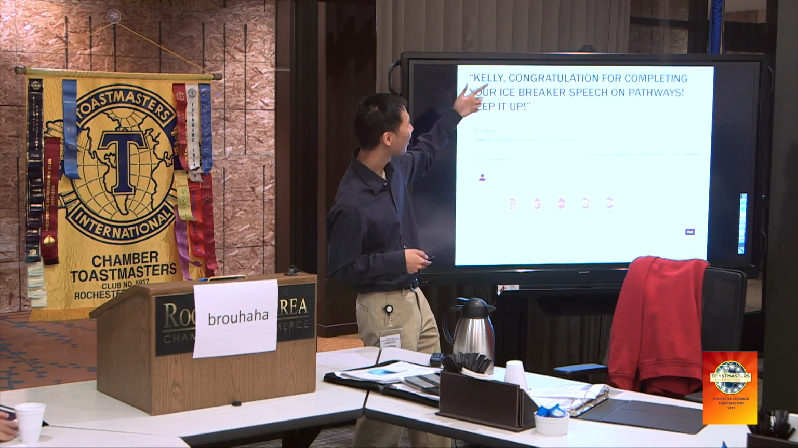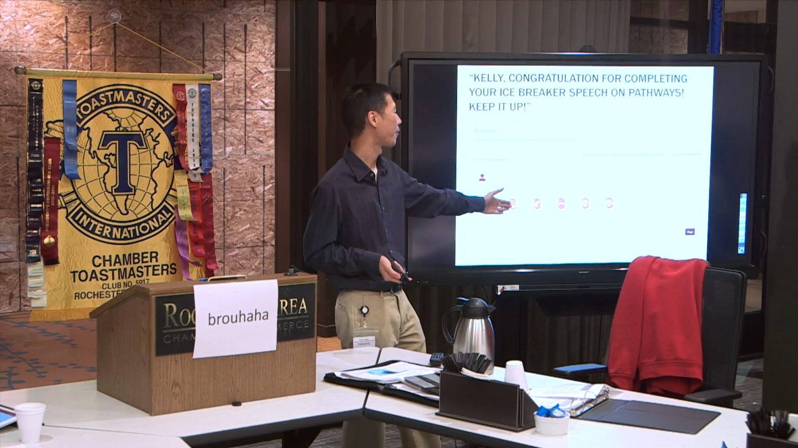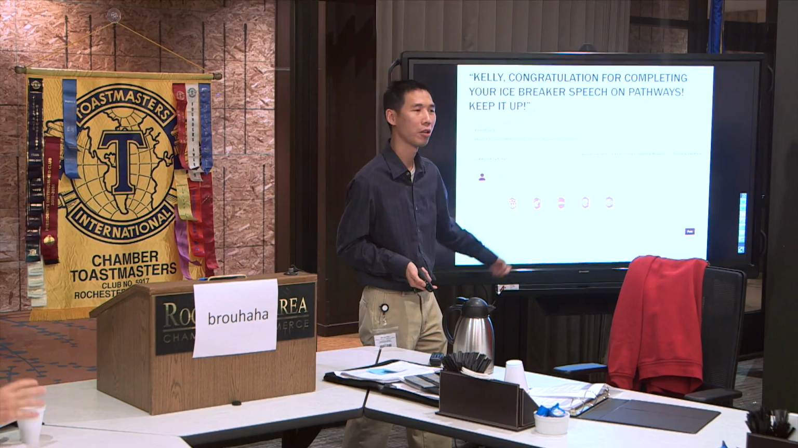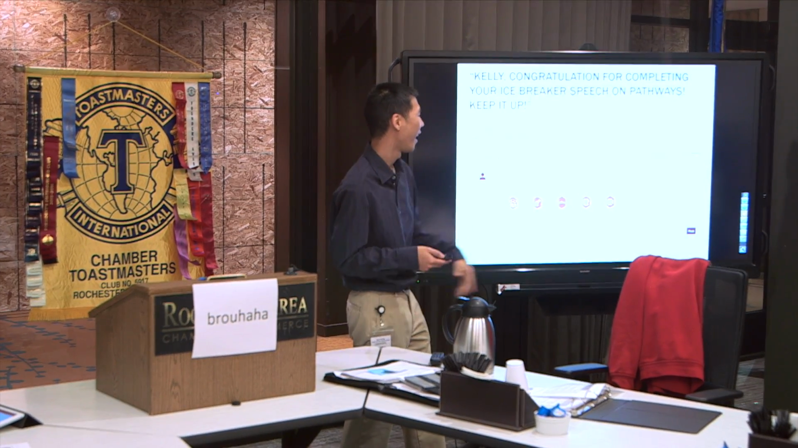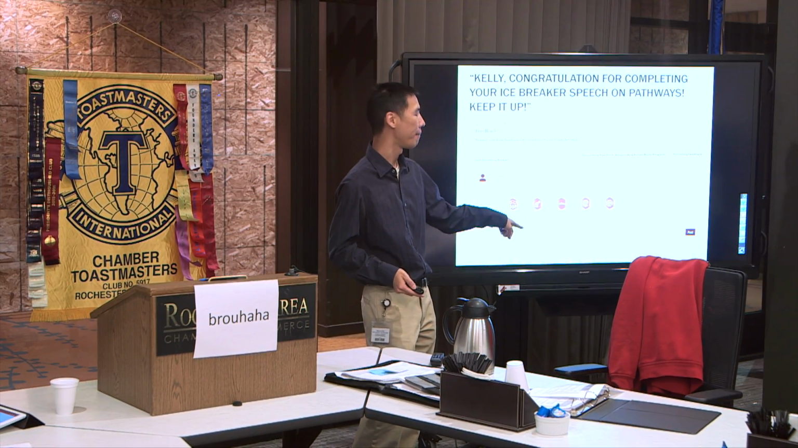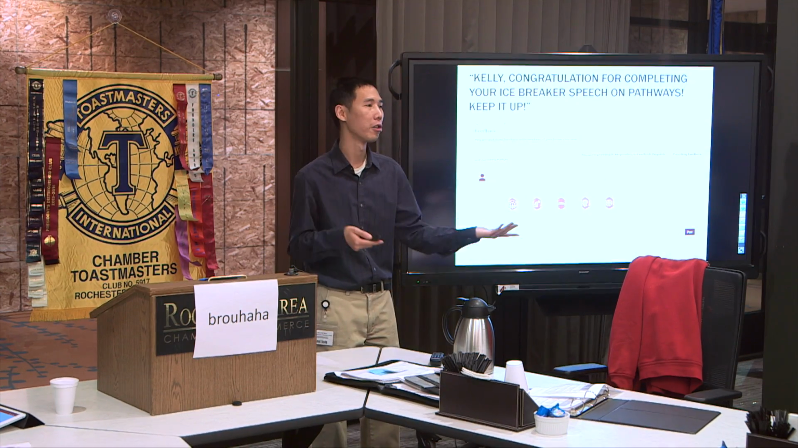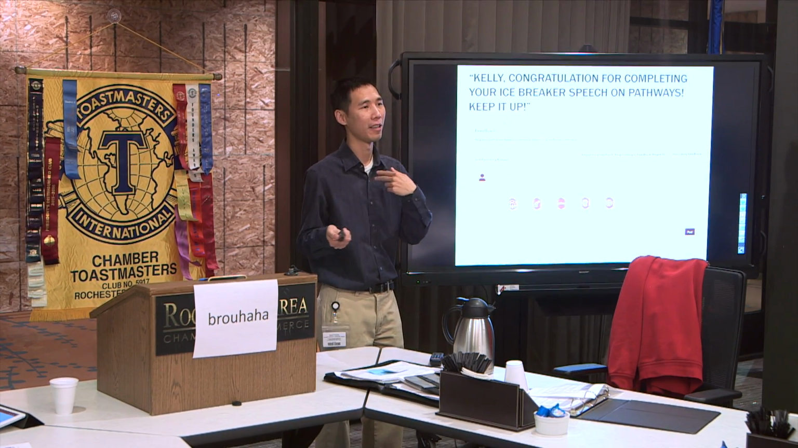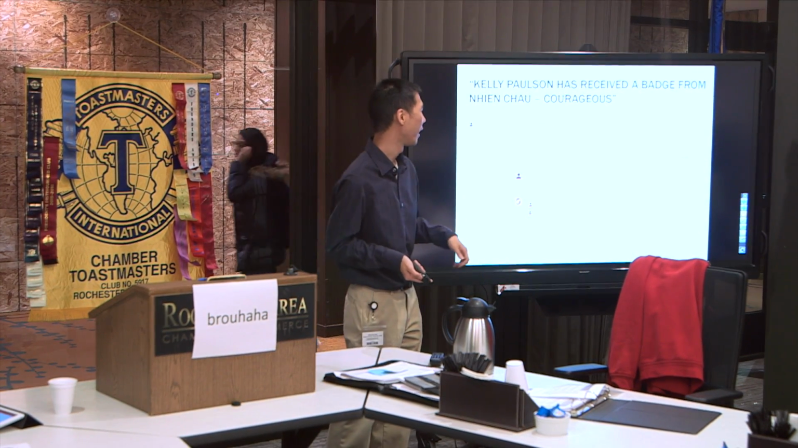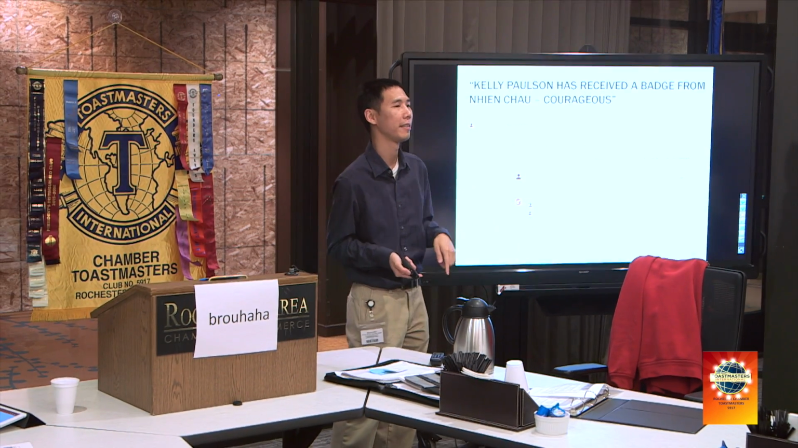And then I wrote, Kelly, congratulations for completing your icebreaker speech on Pathways. Keep it up. And then I also have the option to give her one of the badges that I want to choose. So for this example, I choose courageous for her. And then I hit post. Oh, one more thing. Feedback will be visible to everyone, so you can make it visible to everyone in the club, or just the managers and her. So the managers would be just me and the education person, Lu Ching. And after you hit post, it will say, Kelly Parson has received a badge from Nhien Chau, Courageous, and that's what it says right here.